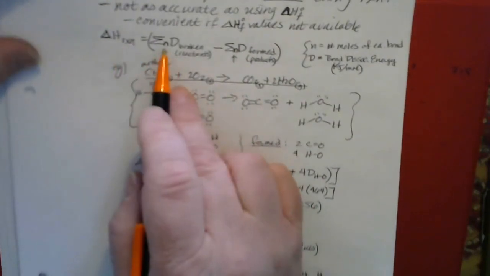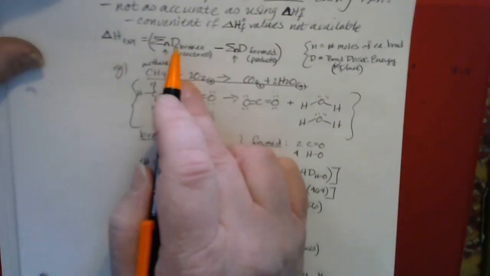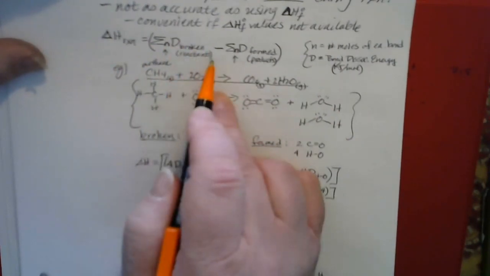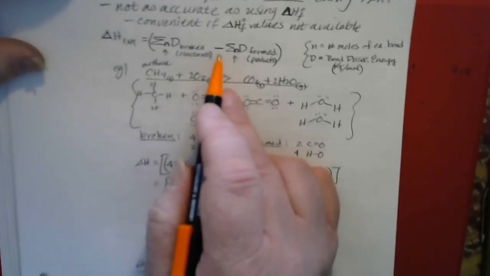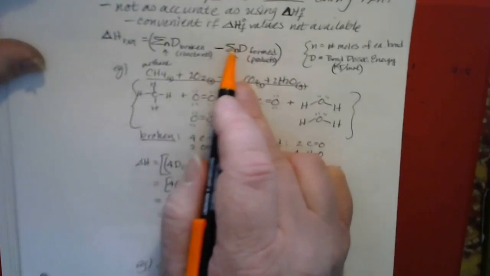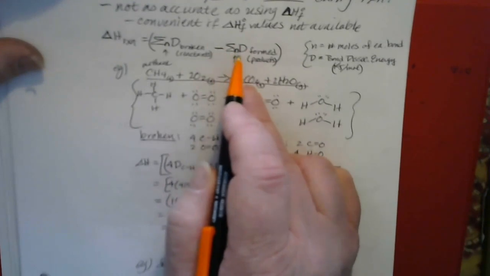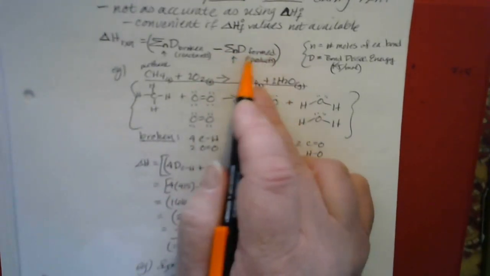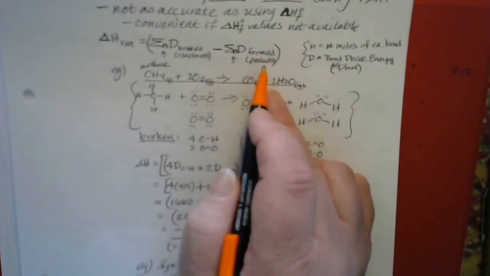So the delta H, or enthalpy change of the reaction, is going to be just the total of all of the bond enthalpies for the bonds broken, or in other words, the bonds involved in the reactants, minus the total, that is the summation, of all of the bond dissociation energies for the bonds formed. In other words, the bonds in the products.